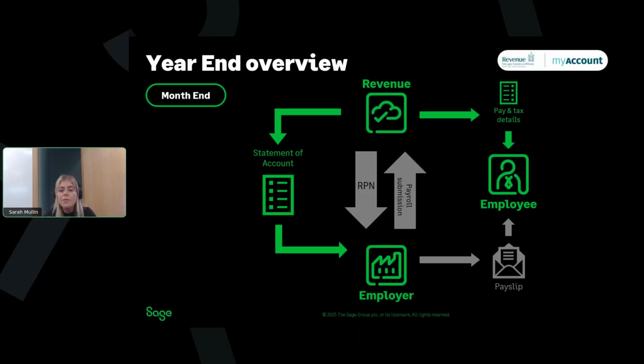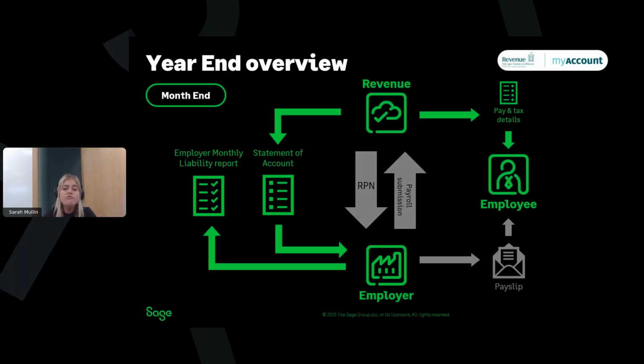Now, to make sure everything in your payroll matches what Revenue has, we do recommend running the Employer Monthly Liability Report, and we recommend running that at the end of each month. You can then compare and reconcile it with your Revenue statement of account. And if you do that regularly throughout the year, that's just going to help you keep everything accurate and up to date and spot any errors as they happen. Now, it might be that you want to repeat that process at year end as a final check.